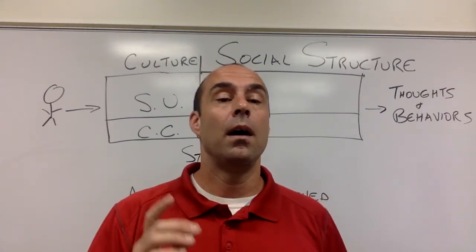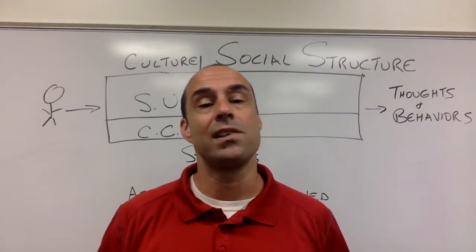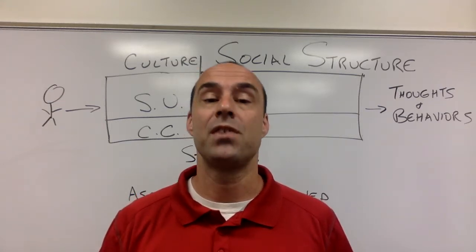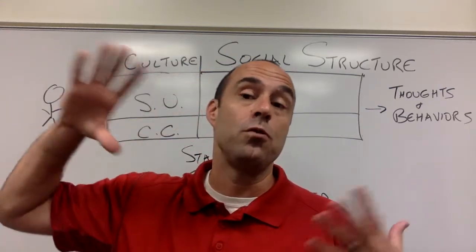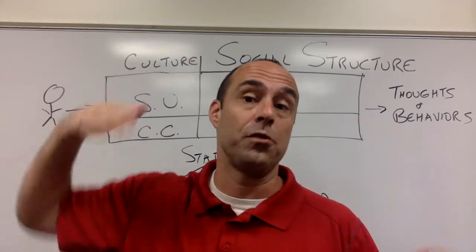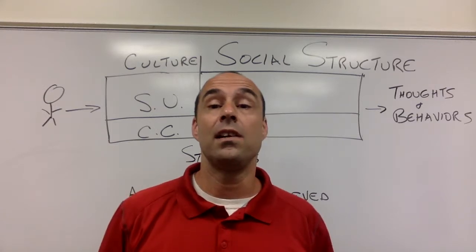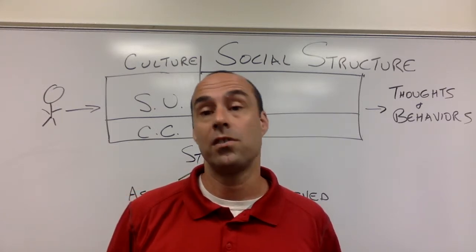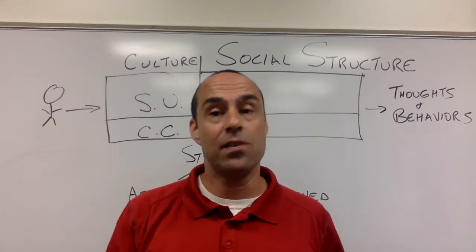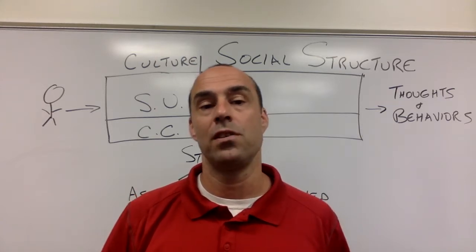Okay, social structure, simply a society's system of statuses and norms. Think about that huge organizational flowchart with all those boxes. Social structure can be defined as a society's system of statuses and norms. Statuses, we defined this last time, positions in the social structure.